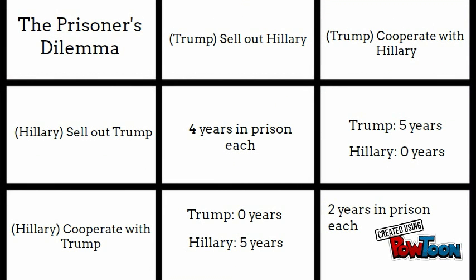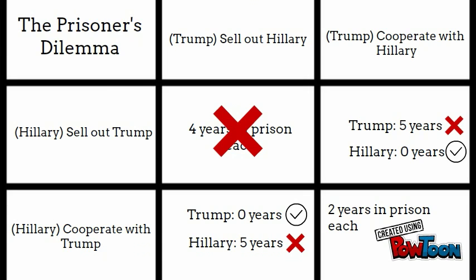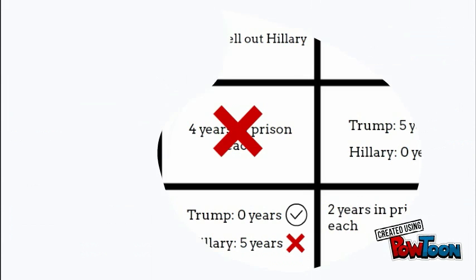Okay, now we can see how Trump and Clinton's rationales will play out. If they both sell out each other, then they both go to prison for 4 years. This puts a doubt in Trump and Clinton's heads about selling out. Next, let's see what happens when Clinton sells out but Trump cooperates. If Clinton sells out, she gets to go free, while Trump is hit with 5 years in prison. This is a win for Clinton. The same concept applies for when Trump sells out and Clinton cooperates. Finally, when the two both cooperate, they get 2 years in prison each, which is the shortest prison sentence in terms of years shared between the two.